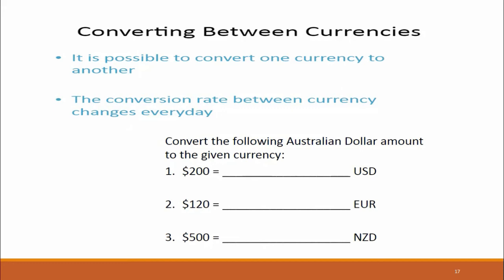For example, Pakistani rupees to Saudi riyal. So suppose one Saudi riyal is 35 rupees. Then 700 Saudi riyal is equal to how many Pakistani rupees? 700 Saudi riyal multiplied by 35. Suppose one Saudi riyal is equal to 35 rupees. So 700 Saudi riyal is equal to 700 multiplied by 35 rupees.